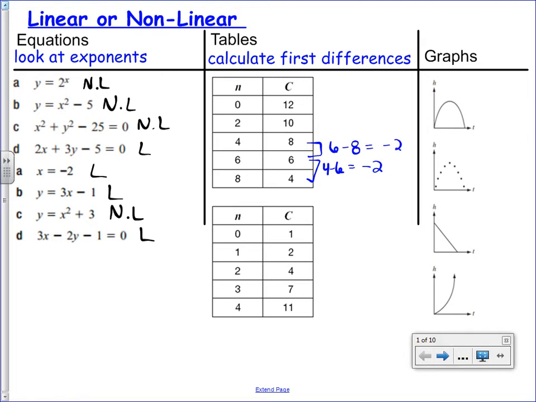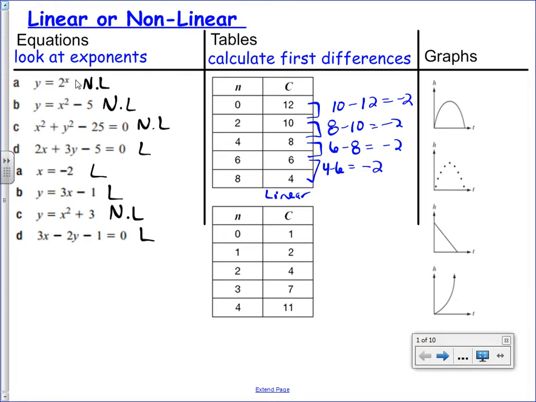Good. And what about the next one, Ben? Very good. Gives me -2. My last one here, Nick, what do I write for that one? 10 minus 12 equals -2. If all of these are -2, Justin, what do you think this will be, linear or non-linear? Linear. Because they're all the same. When first differences are all the same, they are linear.